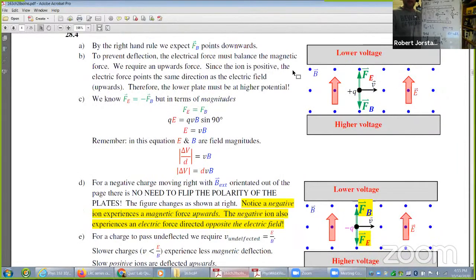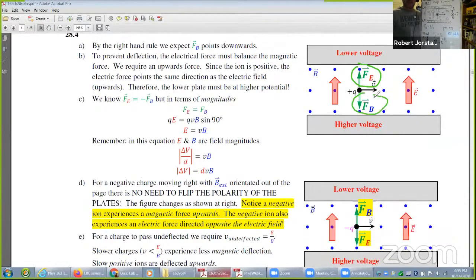If you put a negative charge in there, both forces flip. Look at this. If you put a positive charge, the electric force is up and the magnetic is down. Since they both depend on the charge, they both flip. It turns out this works exactly the same for a negative charge. Isn't that crazy?